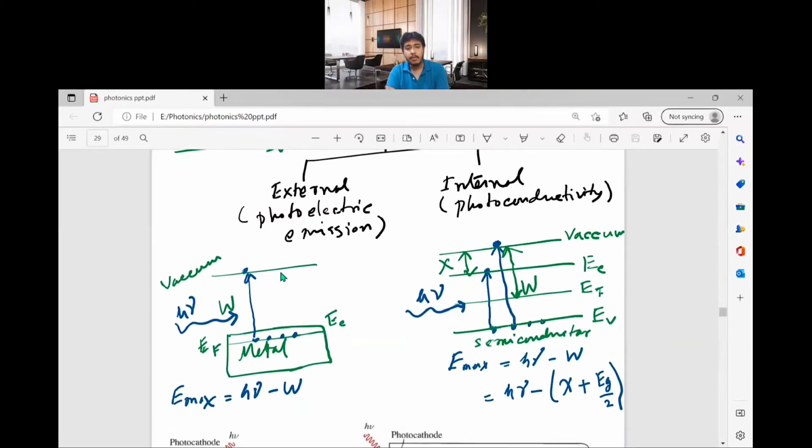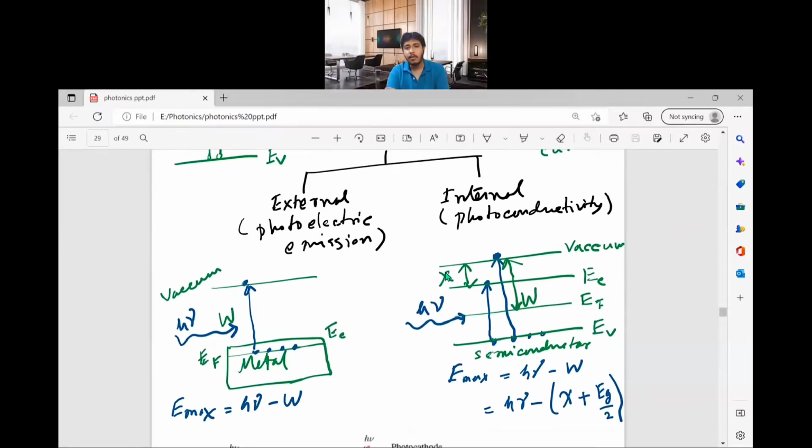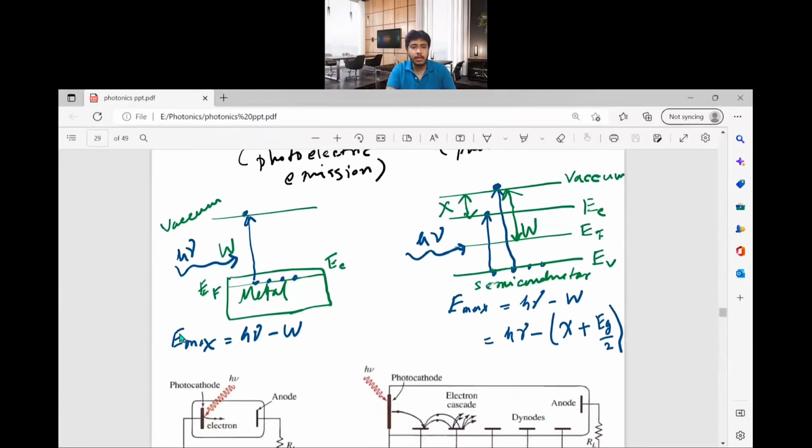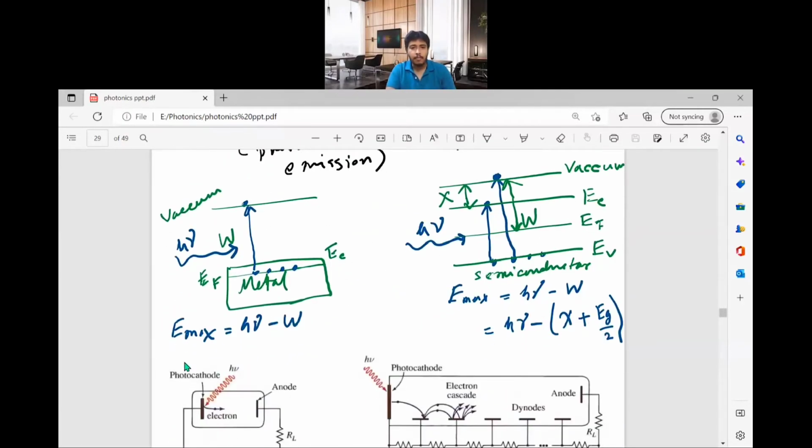So for the metals, we have the work function. Work function is defined as the minimum energy required to move an electron from the Fermi level to the vacuum. And for the semiconductors, we define the electron affinity as the minimum energy required for an electron to move from the conduction band to the vacuum. Okay. So this is the relation for the energy.